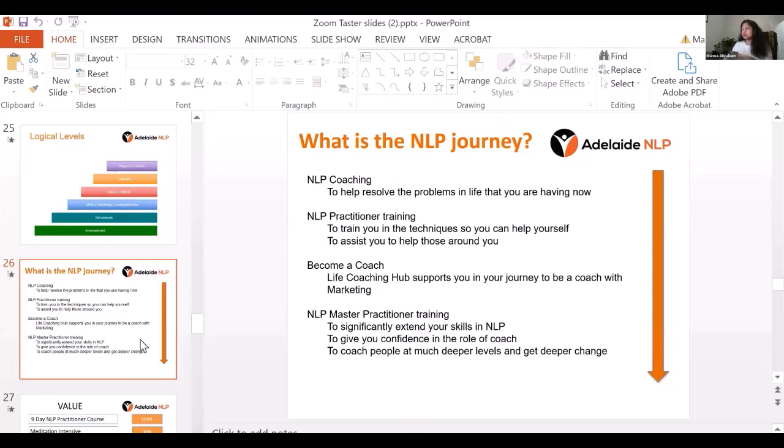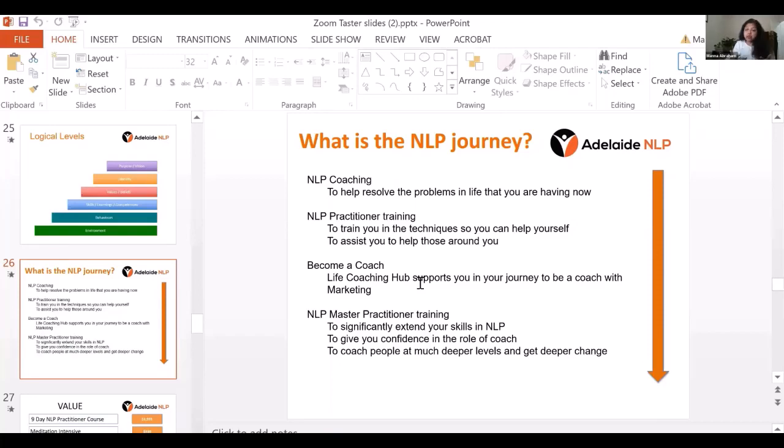So you can start with coaching, then NLP practitioner training. By being an NLP practitioner, the moment you finish that, you can become a coach, and you can actually start helping people and start helping yourself first, because you put your oxygen mask on first, and then you can put it on for others. Then you can become a coach. And the beauty about Adelaide NLP is, if you want to become a coach, we have another entity called Life Coaching Hub, where you can come on board, and Life Coaching Hub markets your profiles, and then you can be a coach.